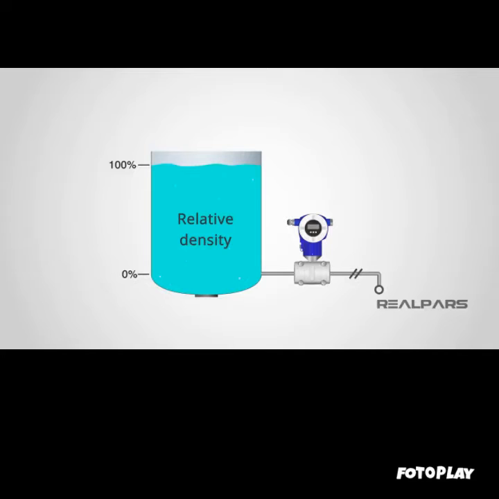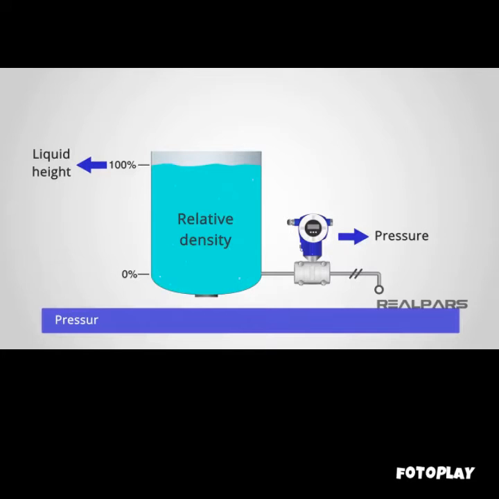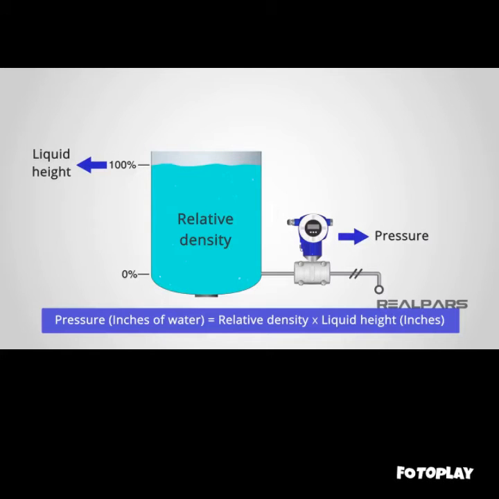There is a relationship between pressure, relative density, and liquid height. That relationship can be expressed as pressure in inches of water is equal to the relative density of the liquid multiplied by the height of the surface of the liquid in inches.